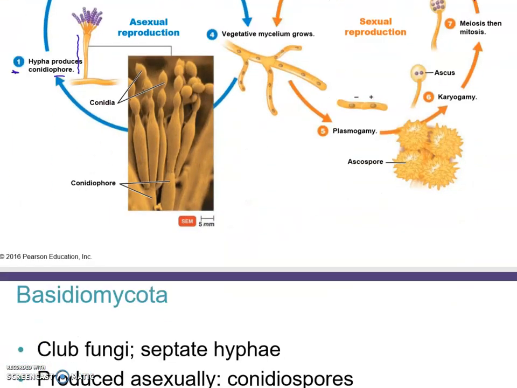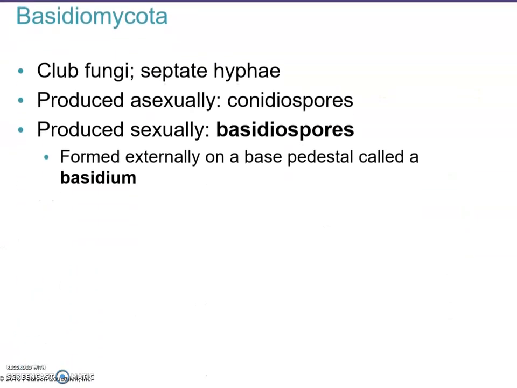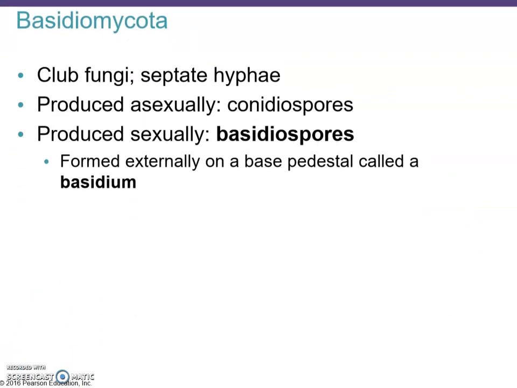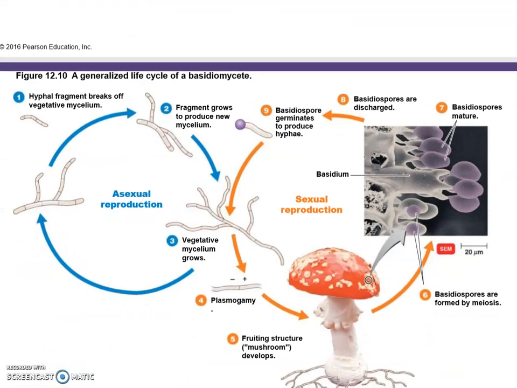Now let's move on to Basidiomycota. That will be the last category of the medically relevant fungi. These guys are club fungi with septate hyphae, produced asexually via conidiospores here, and produced sexually with basidiospores, therefore their name. Formed externally, these basidiospores will be formed externally on a base pedestal called a basidium. Let's take a look at their life cycle.